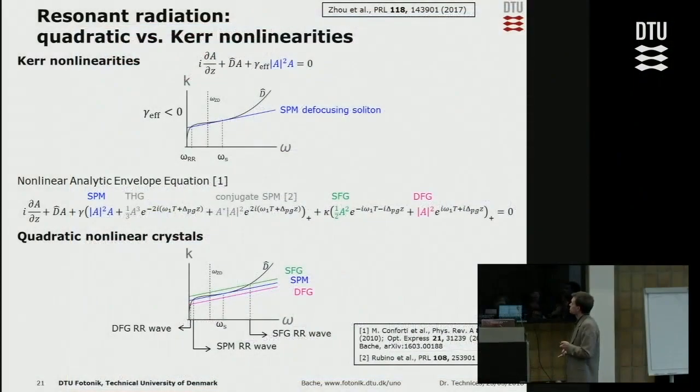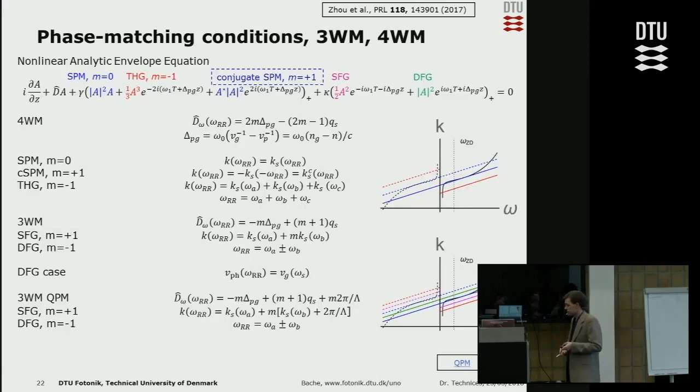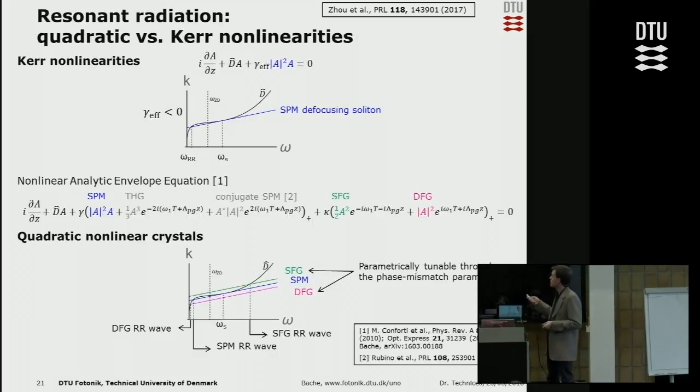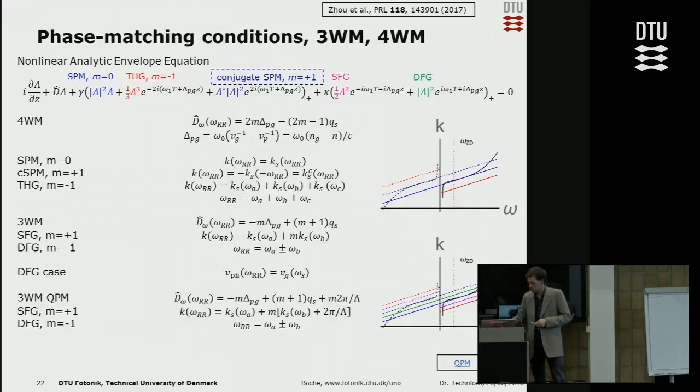The important feature of these, compared to the standard case of a Kerr medium, is that these phase matching points can be tuned through the phase mismatch parameter. So basically now we can write up all the phase matching conditions that we can get from this full nonlinear equation if we generate a defocusing soliton.